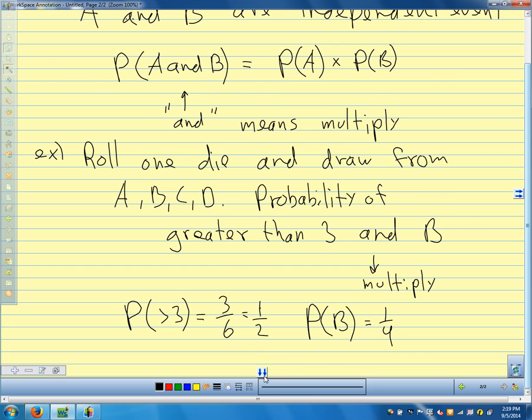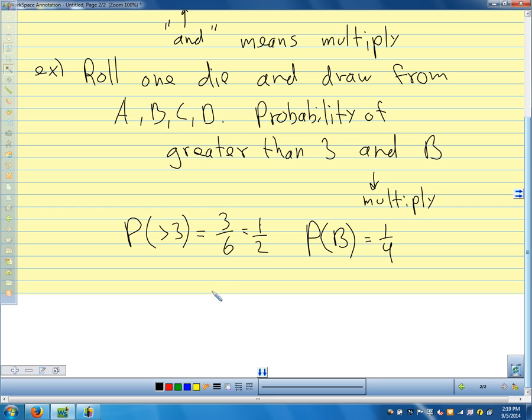So our rule tells us, this is an and probability, it tells us to multiply. So the probability of greater than 3 and B equals 1/2 times 1/4. And when I multiply fractions, how do I multiply them? Straight across. So 1 times 1 is 1. 2 times 4 is 8. So the probability of rolling greater than 3 and a B is 1 in 8. Pretty easy rule.